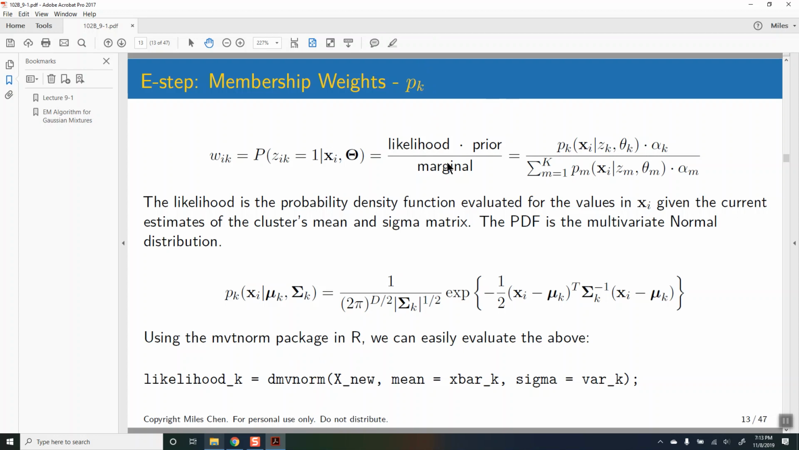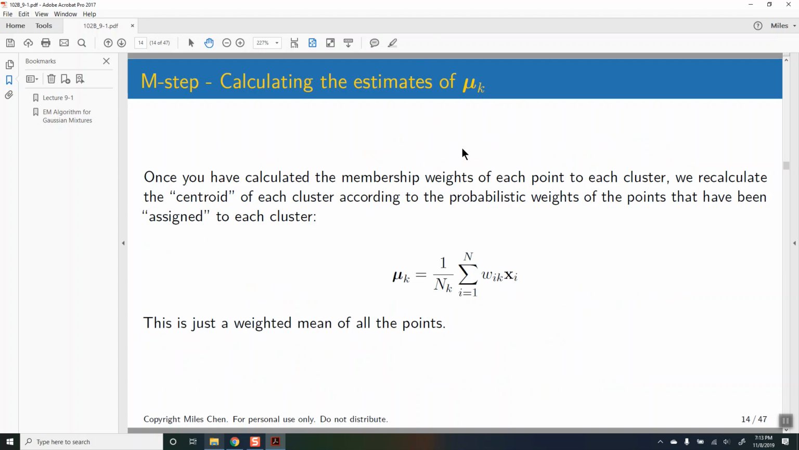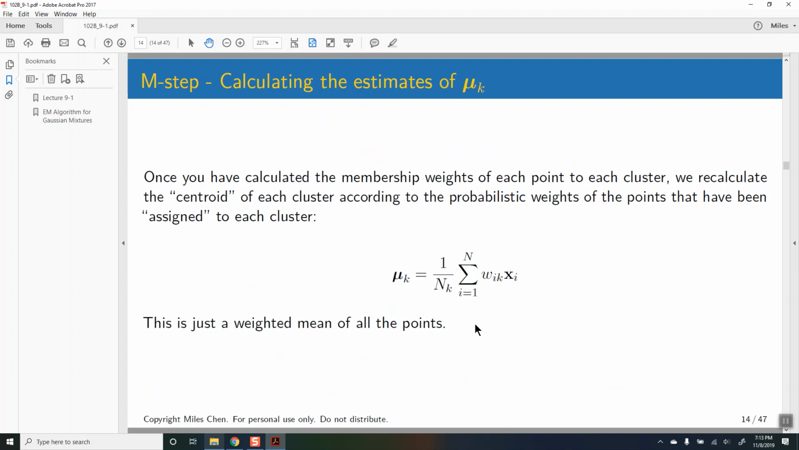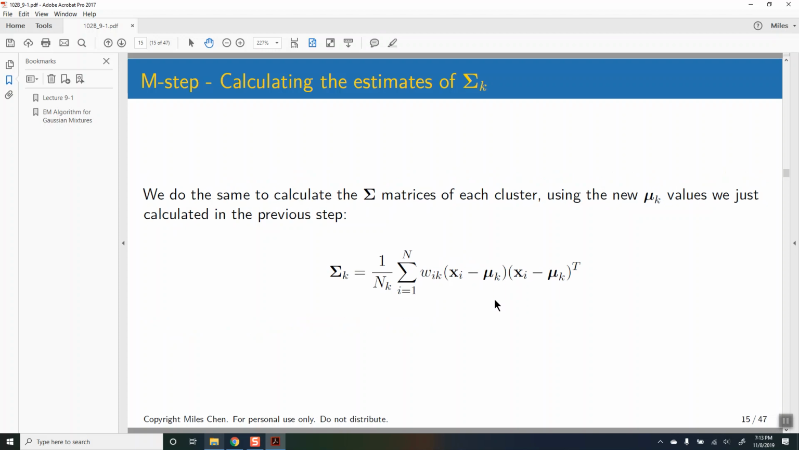And then the marginal is just the sum of the numerators across everything, right? So we probably don't even have to worry about that. So we just multiply the densities times the prior probabilities, and then we divide by the marginal, which is just the sum of the numerators. Okay, and so the other part is how do we get the means? This is just the weighted mean. So we take each membership weight and multiply it by the x values to get a weighted mean, a weighted average. Okay, and then we also do a weighted variance covariance matrix.